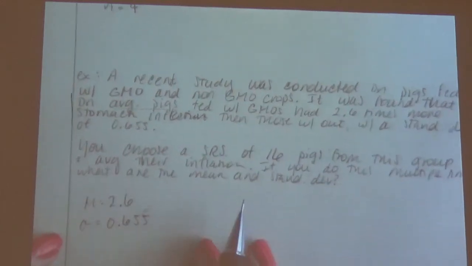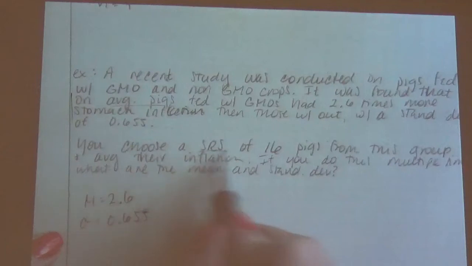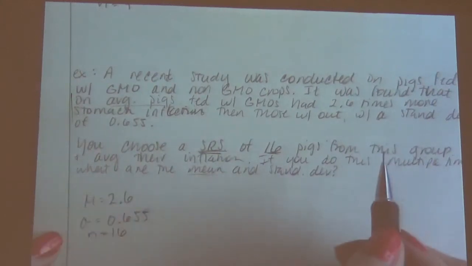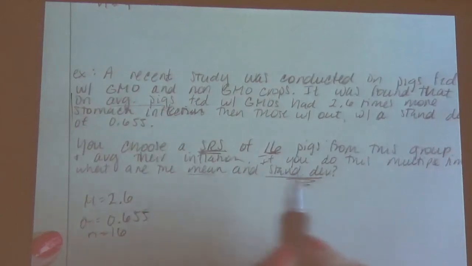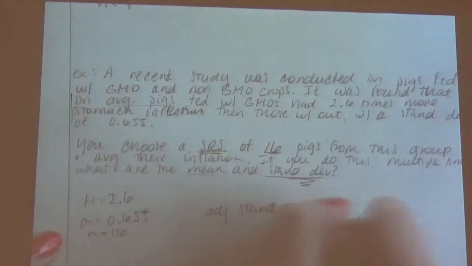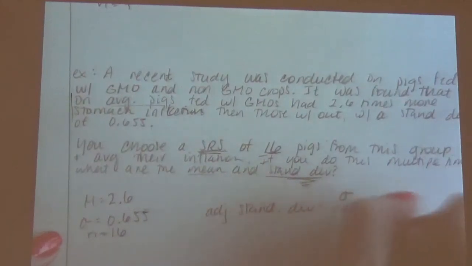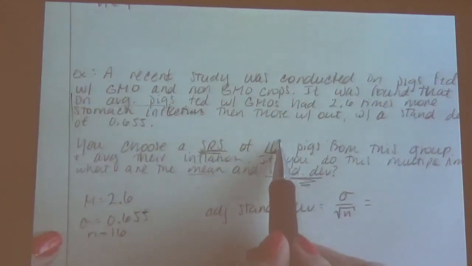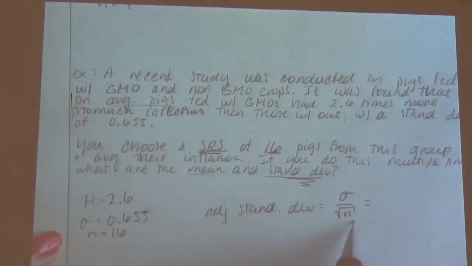Okay, so with this, we choose a simple random sample, SRS, of 16, so my n equals 16 pigs from this group, and average their inflammation. If you do this multiple times, what are the mean and the standard deviation? The mean we could just use as this to predict other values, but if we're looking at the standard deviation, we would have to adjust that. So the adjusted standard deviation would be sigma over root n, again. We have population data and we're pulling a sample of it, so population standard deviation, sample size.